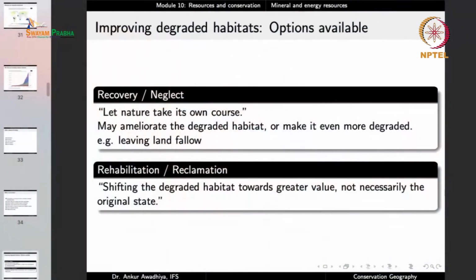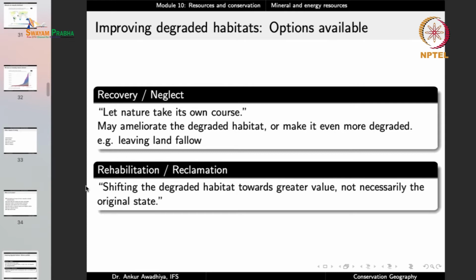But the problem with this approach is that in the time that it takes to do the ecological succession, it is possible that there will be heavy amount of soil erosion and the habitat will be lost forever. So that is always an issue with taking this approach. So it may ameliorate the degraded habitat or it can make it even more degraded. Examples including leaving land fallow.